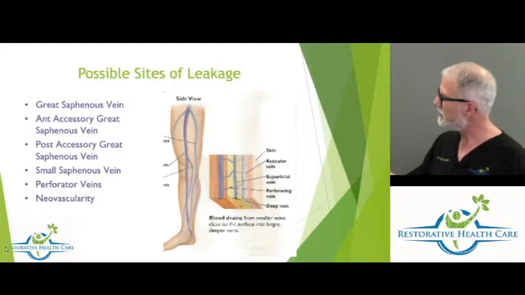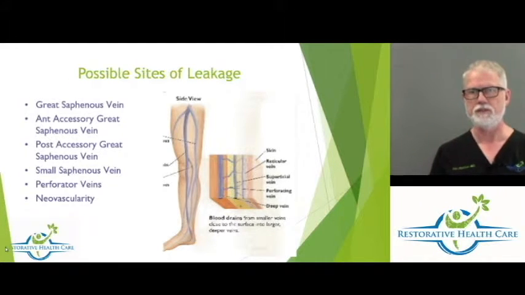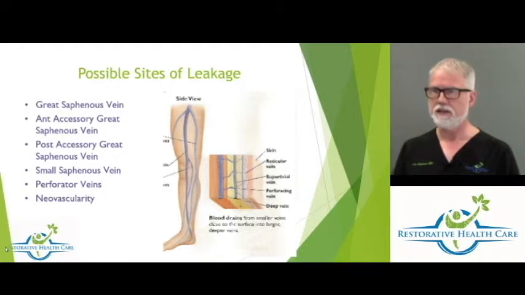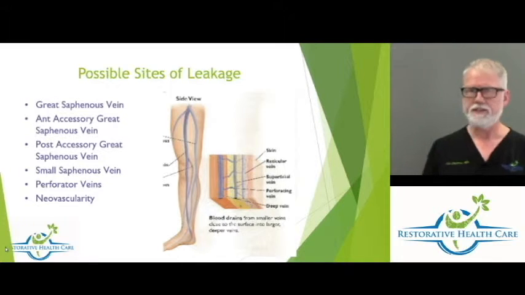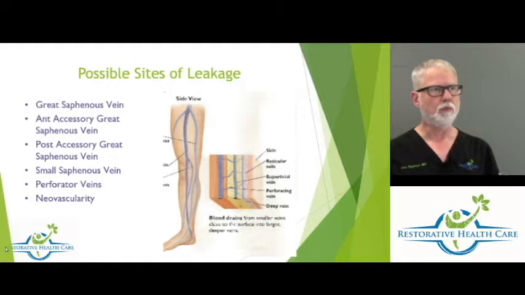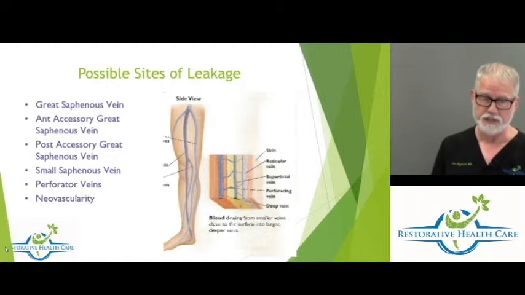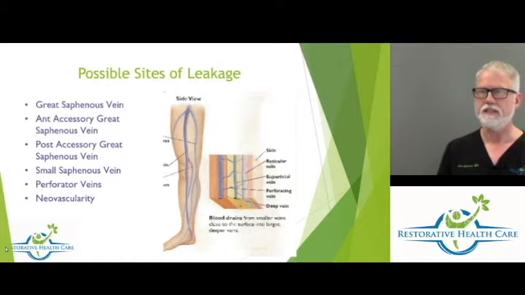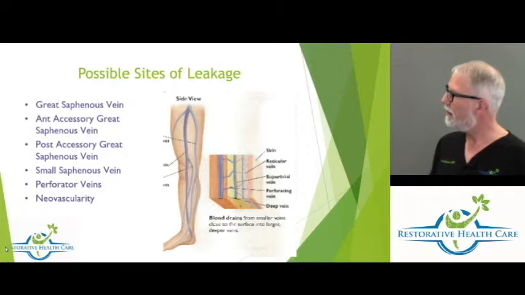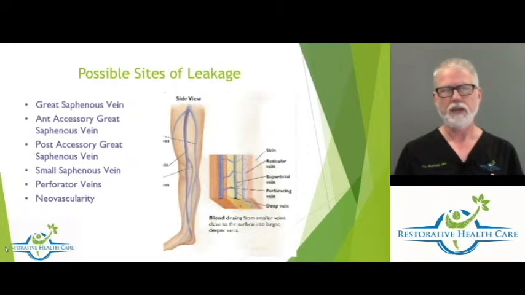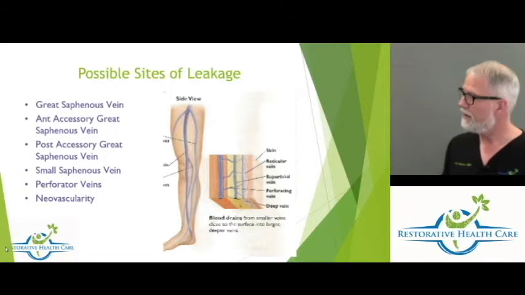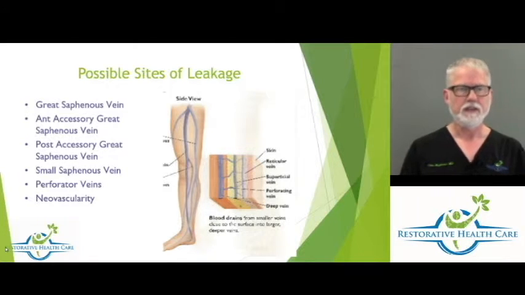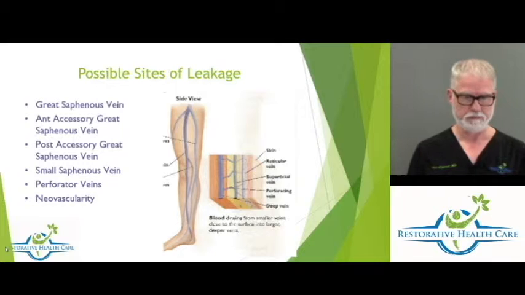And then we can also have leakage in these perforator veins, which are the little veins that go from the skin to the muscle. They can leak. And then the last thing is something called neovascularity. And that's a word that means new blood vessel. And that's something we'll see in people that have had a previous vein stripping, for example. One of the problems with the old-fashioned vein stripping was that almost 20% of the time the vein would grow back. And when it would grow back, it wouldn't have any valves in it at all, so you actually could end up worse than you started. And that new vein that grows back is called neovascularity. So if you've had a previous vein stripping, that's something we need to look for and may have to treat.